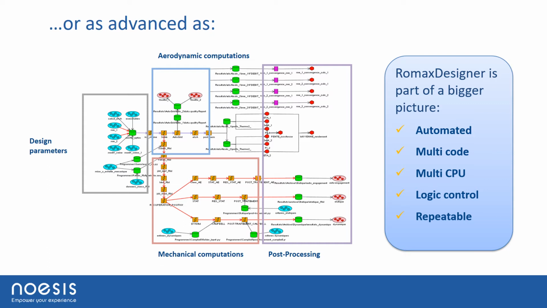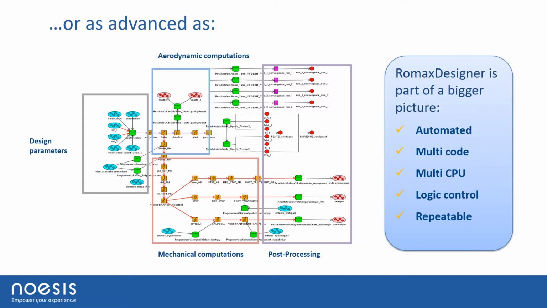And this workflow can be automated, it's multi-code, it can be multi-CPU, so Optimus will take care of distributing the jobs if you want to do some CFD on a cluster and Romax on your local machine, and maybe parallelize it using your different cores on your machine. That's all being able to be handled by Optimus.